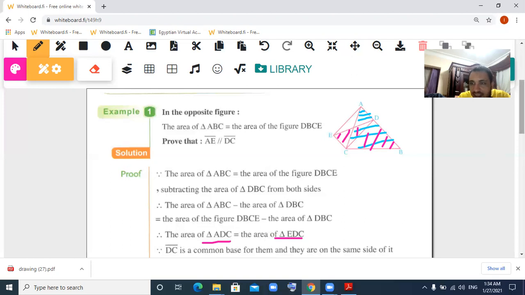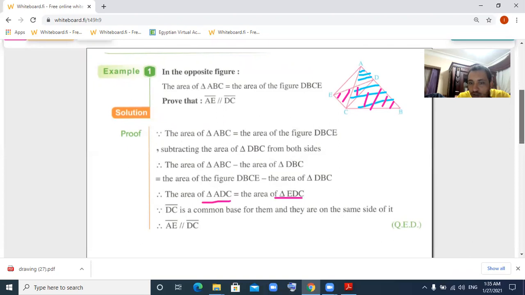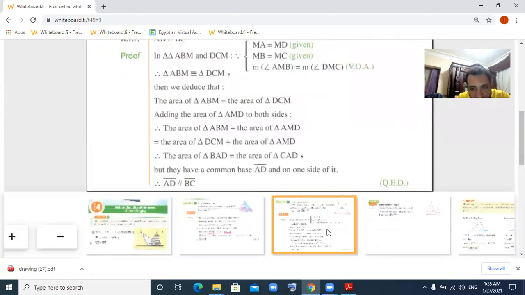Now I have two triangles equal in area and they have a common base. Search for the two repeated letters. You will see DC and DC. So DC here is a common base for the two triangles which are equal in area. So the line carrying the common base CD is parallel to the line carrying the two vertices. So CD is parallel to AE. And this is the first question. Okay, I wish you understand it.